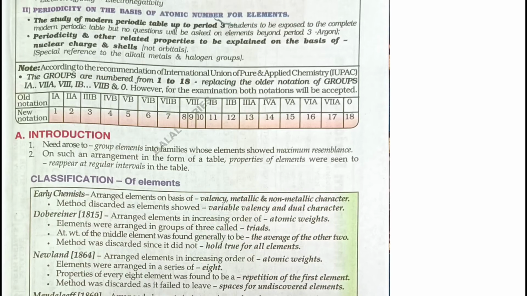So the elements which have the same property, we can arrange them linearly, or we can group them with the help of their chemical properties, and for that the periodic table is required.